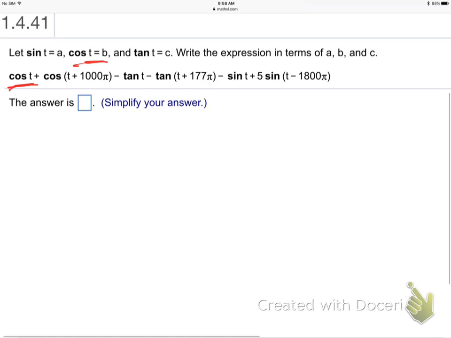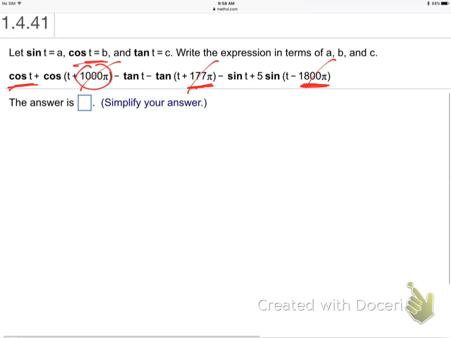That's just b. What about this 1,000 pi? It's just gone. That's just a bunch of 2 pi's. That's 500 2 pi's. That's 500 extra circles. Just get it out of there. What's this? It's gone as well. Yeah, really, you're just getting rid of all those, aren't you? They're just gone. Because this is a bunch of extra half circles, pi's, 177 half circles. Tangent repeats itself every half circle, every pi. Remember, he's different than sine and cosine.